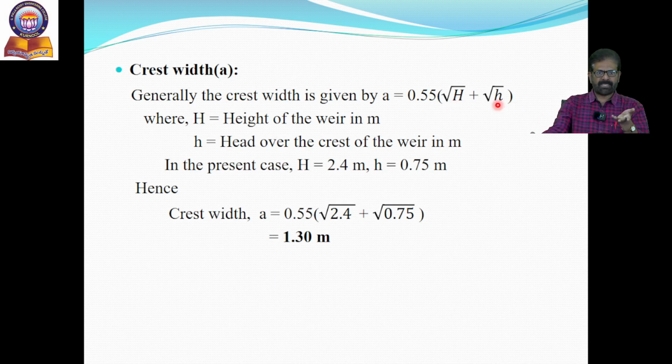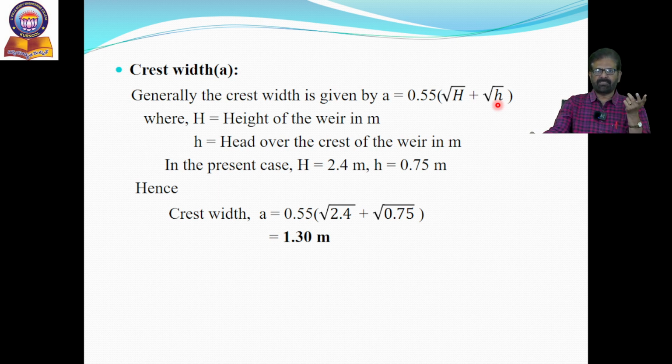Again, what is capital H and what is small h? It is very clear that capital H is the height of the weir wall in meters, whereas small h is the head over the crest of the weir in meters. Both should be in meters only. So simply by substituting these two values, we will get the total crest width of the weir wall.